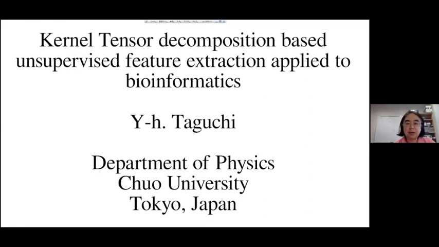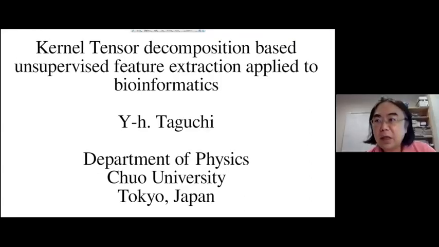Right, so then we move to the next talk by YH Taguchi. Can you share the screen? Okay, great. So we have a talk from Dr. Taguchi. He will be talking about kernel tensor decomposition-based unsupervised feature extraction applied to bioinformatics. Okay, yeah, Dr. Taguchi, please.